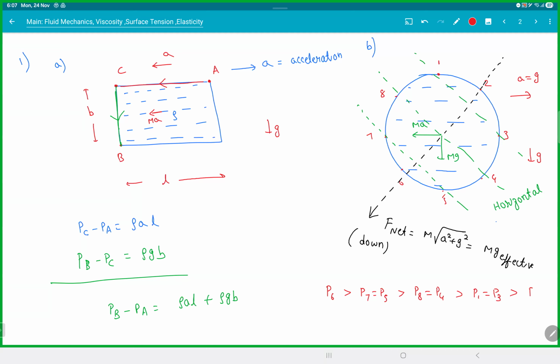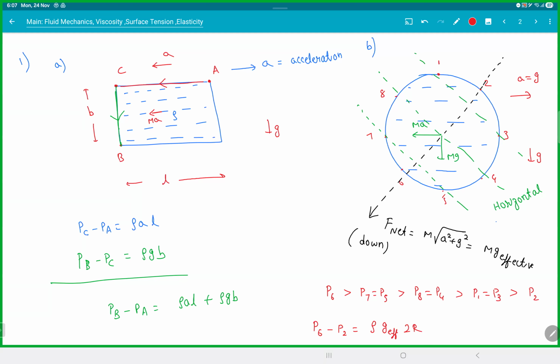They can even ask you this: find the maximum difference in pressure. So the maximum difference in pressure will be P6 minus P2. That will be density times g effective, which in this case is g root 2, into the distance 2r. That will be the maximum difference in pressure between 6 and 2.